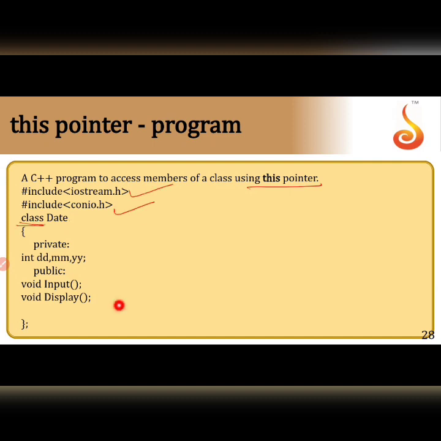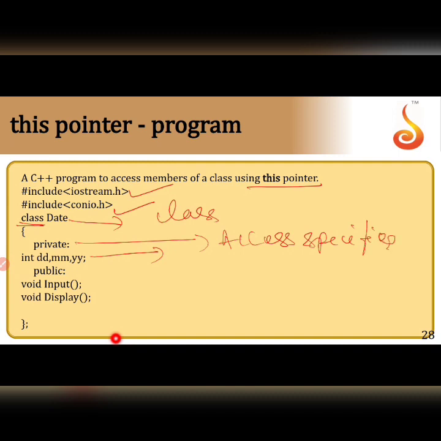Class is a keyword, date is the name of the class. In the private section of the class, I have 3 data members, dd, mm and yy. So private is the access specifier, and dd, mm, yy are data members. So data members of the class are dd, mm, yy, and they are declared in the private section of the class, and the name of the class is date.